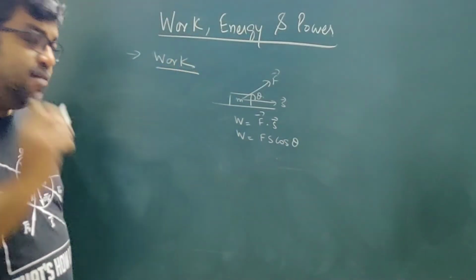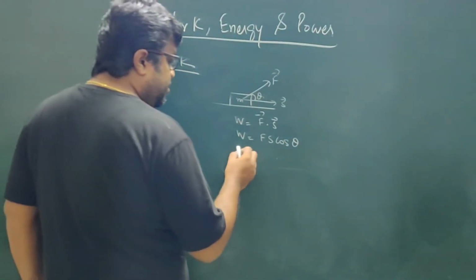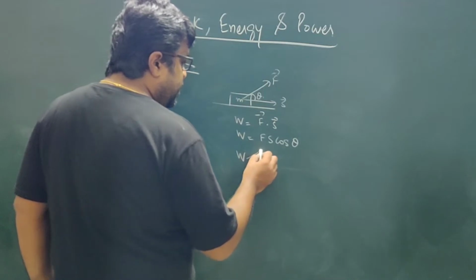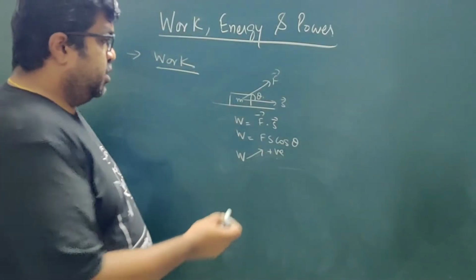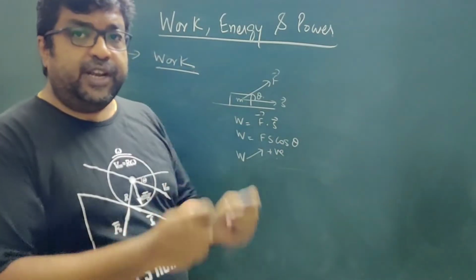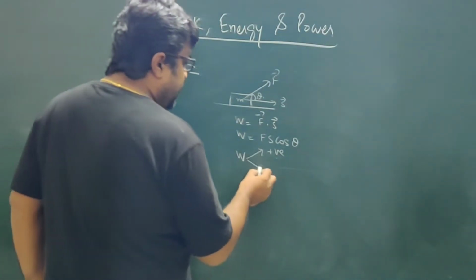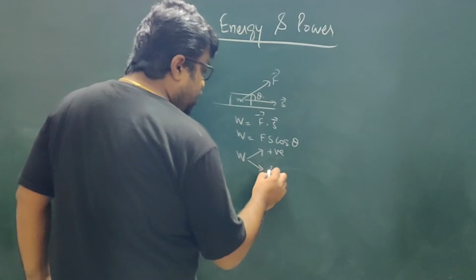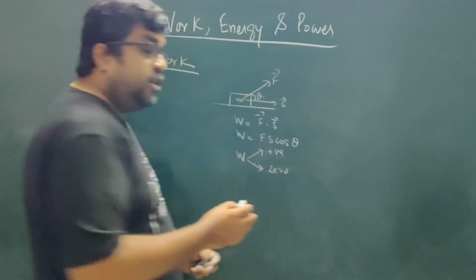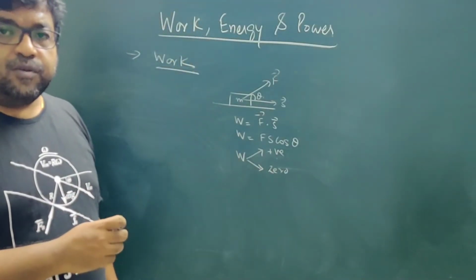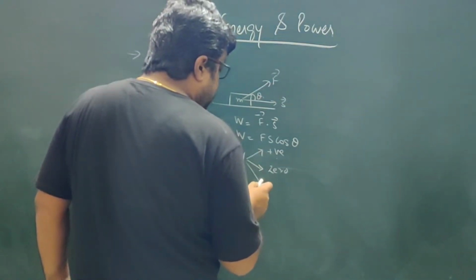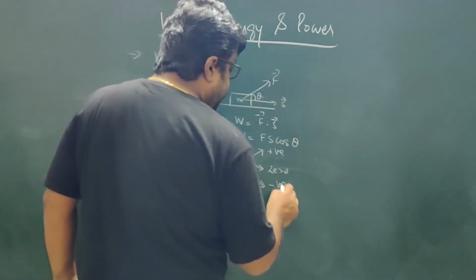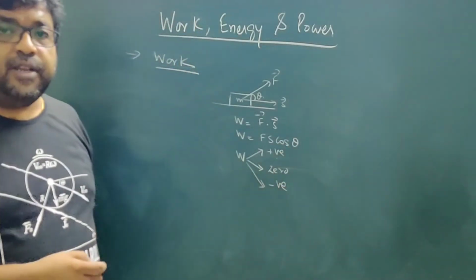Okay, so that implies work done can take a positive value for theta between 0 degrees and 90 degrees. Work done can be 0 if theta is 90 degrees. And work done can also be negative if theta is greater than 90 degrees.